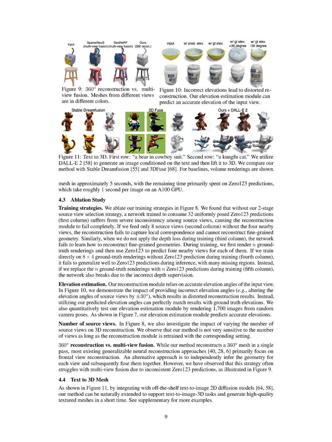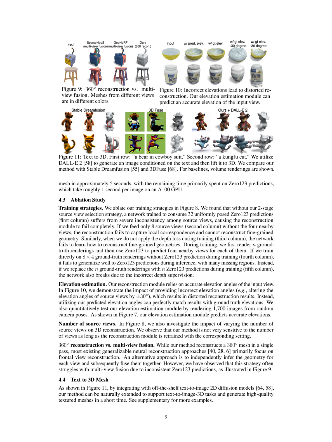We also studied the effect of changing the number of source views on the 3D reconstruction. Interestingly, our method doesn't seem to be particularly sensitive to the number of views, provided that the reconstruction module is retrained with the respective settings. Comparing 360-degree reconstruction with multi-view fusion, our method can reconstruct a full 360-degree mesh in a single step, while most existing methods that can generalize neural reconstruction mainly focus on frontal view reconstruction. An alternative strategy could be to infer the geometry for each view separately and then merge them. However, we've noted that this approach often struggles with multi-view fusion due to inconsistent Zero123 predictions.